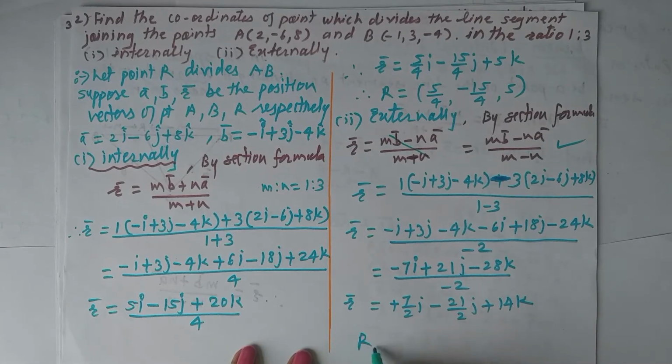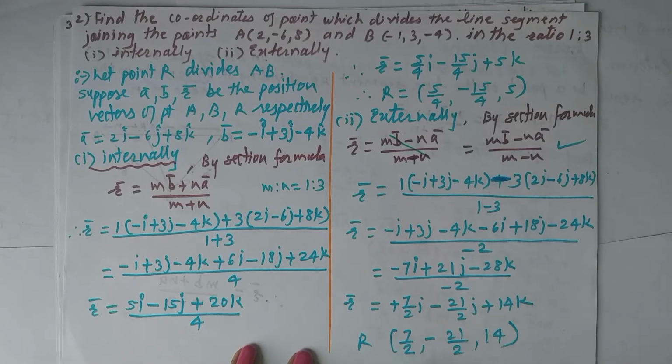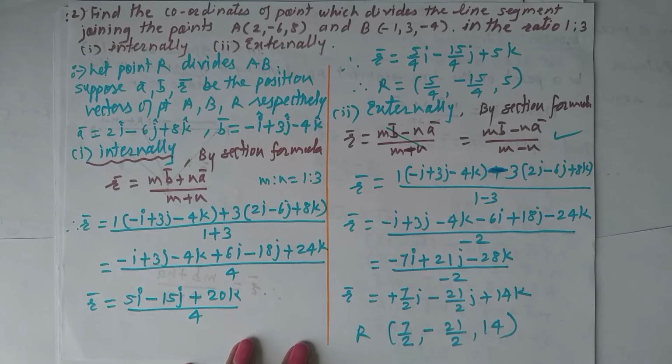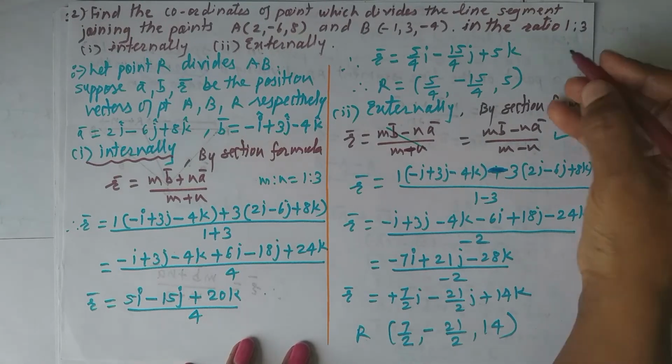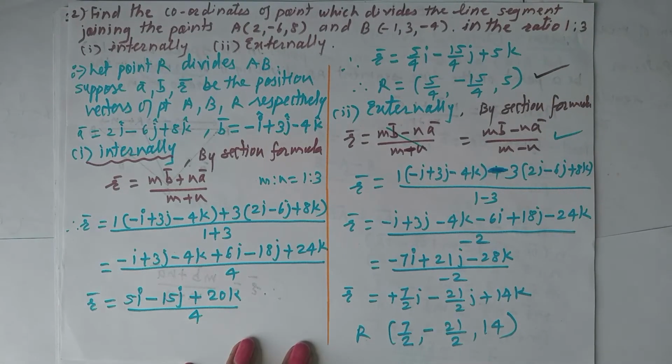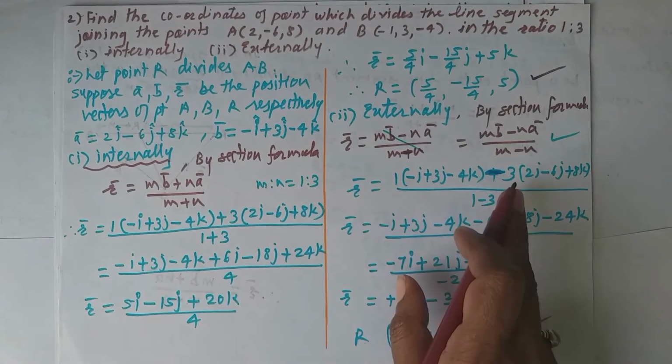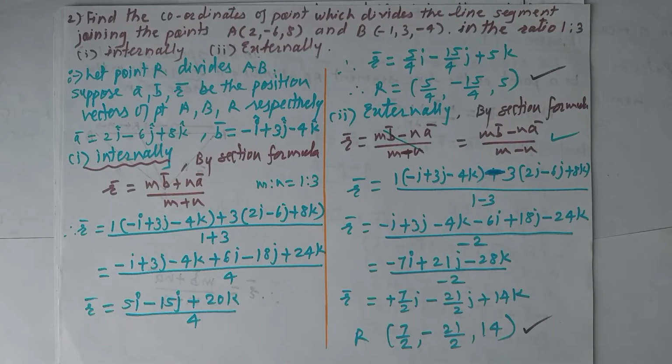And what will the coordinates be? The coordinates will be (7/2, minus 21/2, 14). These are the coordinates of point R which divides AB externally in the ratio 1 is to 3. In this way, we have got the coordinates of the point if it divides internally and if it divides externally. If you remember the section formula for internal and external division, then it is very easy to find the coordinates of the point. Okay. Let's see one more example.